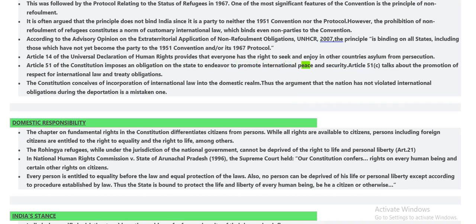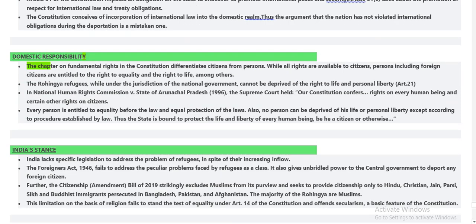Article 14 of the Universal Declaration of Human Rights provides that everyone has the right to seek and enjoy in other countries asylum from persecution. Article 51 of the Constitution imposes an obligation on the state to endeavor to promote international peace and security. Article 51c talks about the promotion of respect for international law and treaty obligations. The Constitution conceives of incorporation of international law into the domestic realm. Thus, the argument that the nation has not violated international obligations during the deportation is a mistaken one.